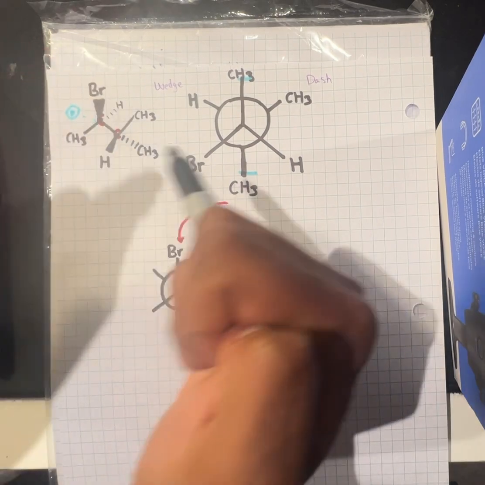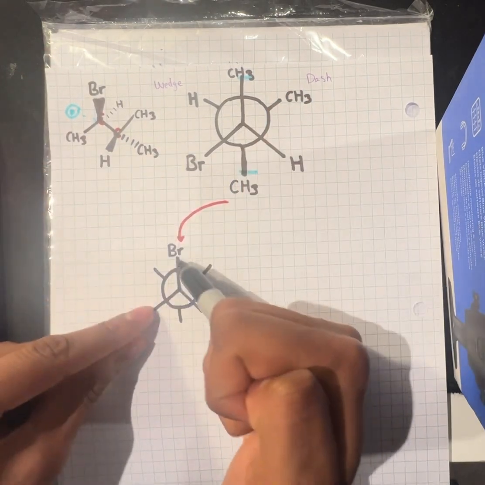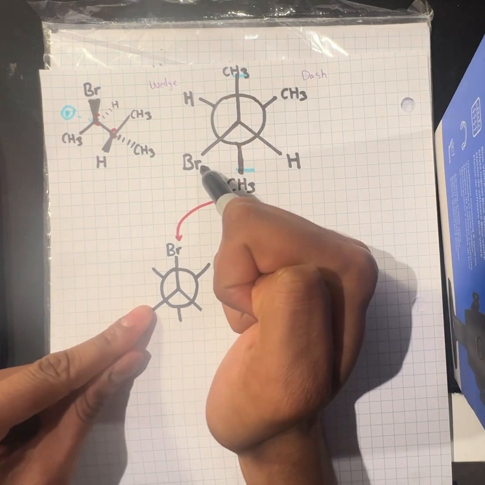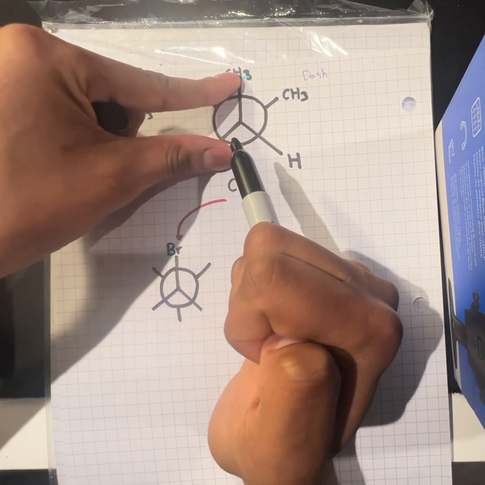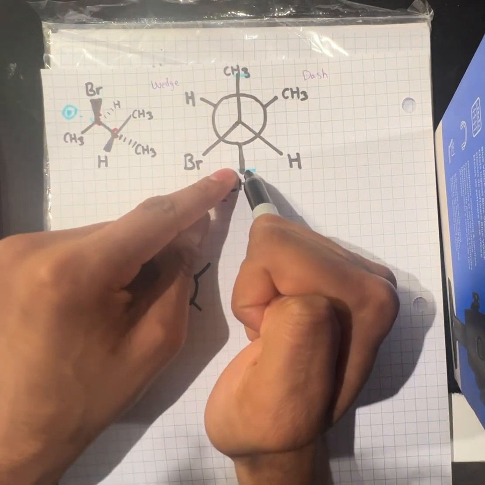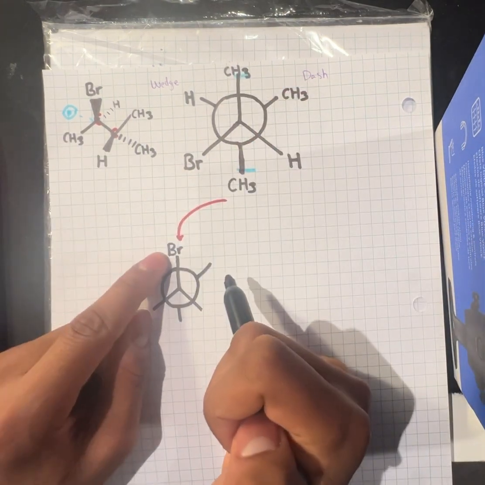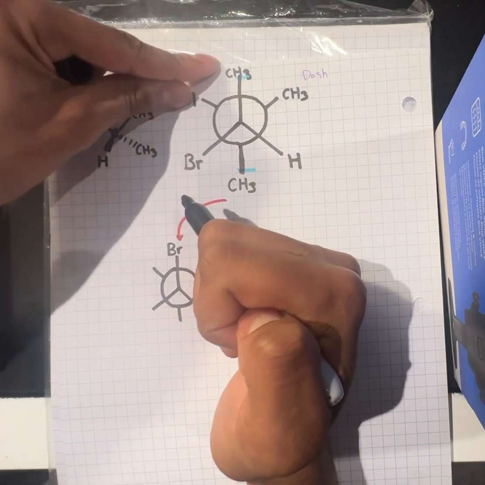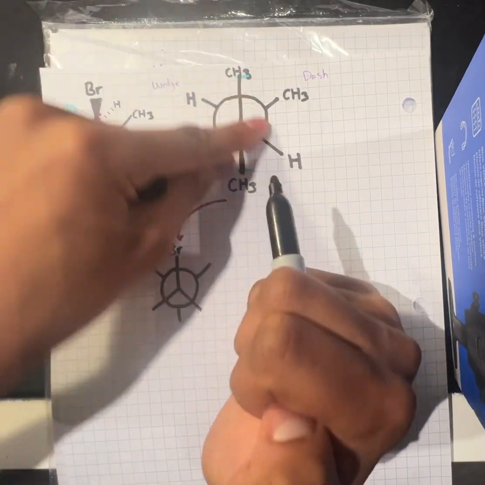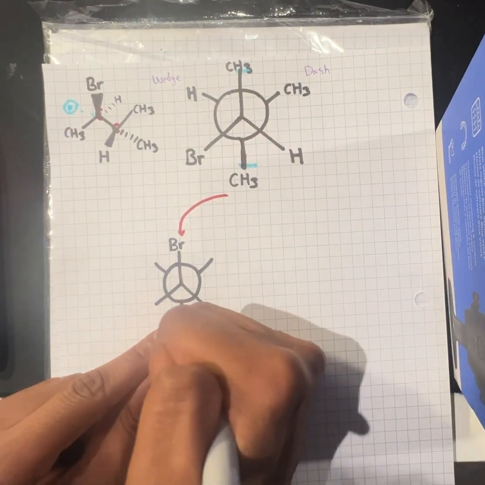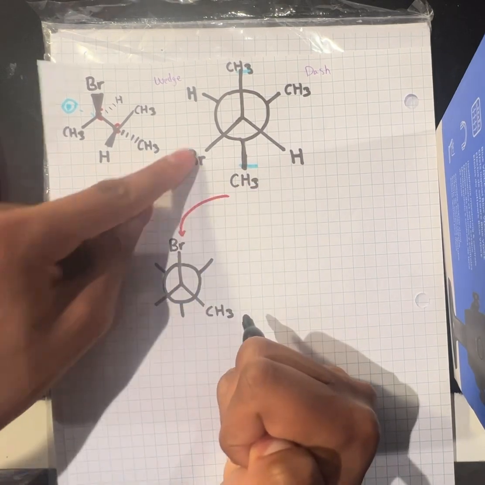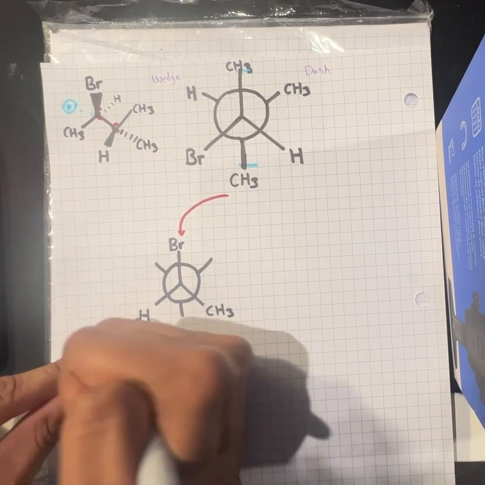We want to get a molecule with bromine on the top, because looking down this bond, bromine's on this carbon, so it's going to be in the front, and we want it to be in one of these 2 positions. It can't be in this position because it's in the front, so it has to go up. If we rotate the bromine up, the methyl will go to where the hydrogen is, and the hydrogen will go to where the bromine was.